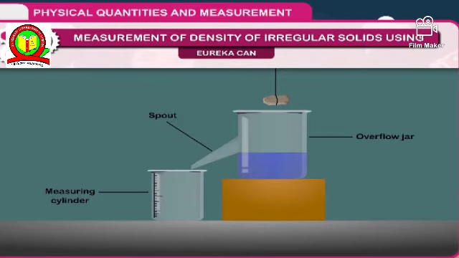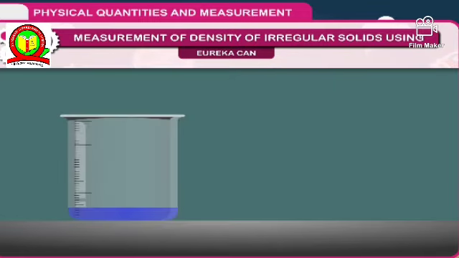If the solid is soluble in water, replace water with a liquid in which it is insoluble. The solid displaces water, which overflows through the outlet pipe and collects in the measuring cylinder. The volume of the overflow water collected in the cylinder is equal to the volume of the irregular shaped solid.